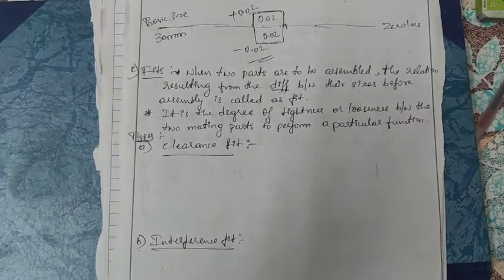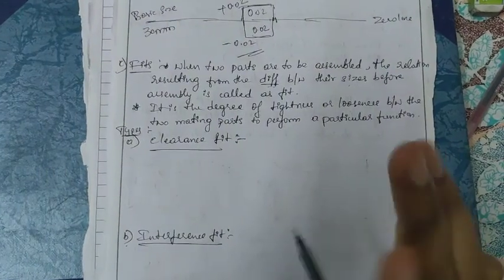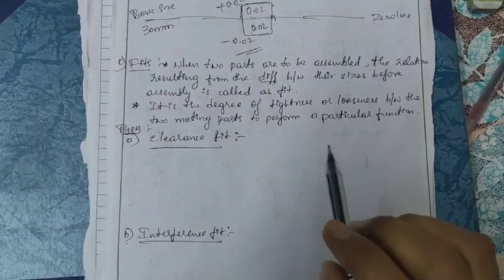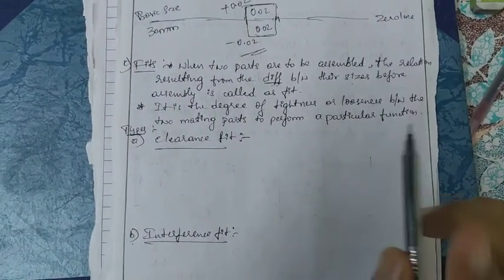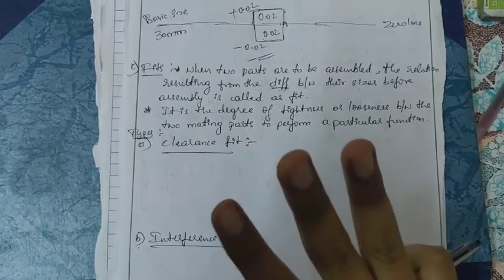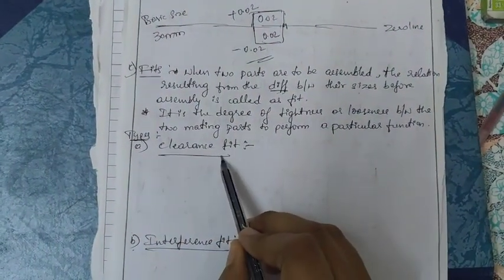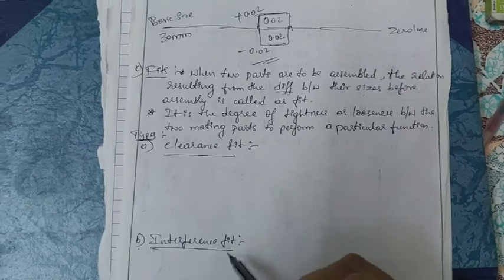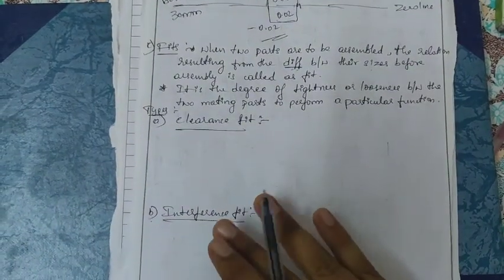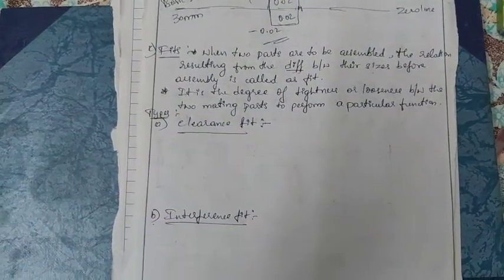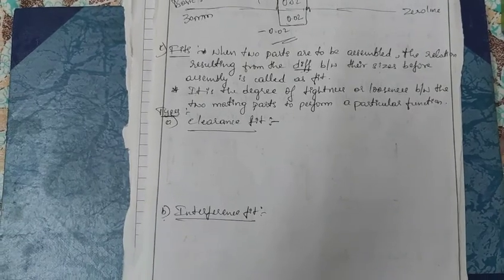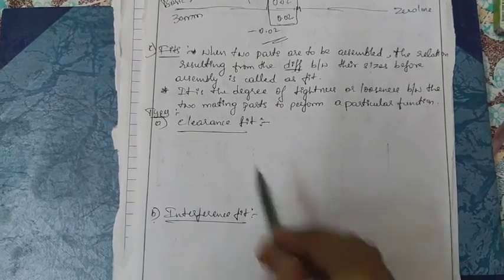According to the actual limits of the hole or shaft size, we can classify fits into three types. The first is the clearance fit, then the interference fit, and the transition fit. Now I will explain by giving a figure what is meant by the clearance fit.